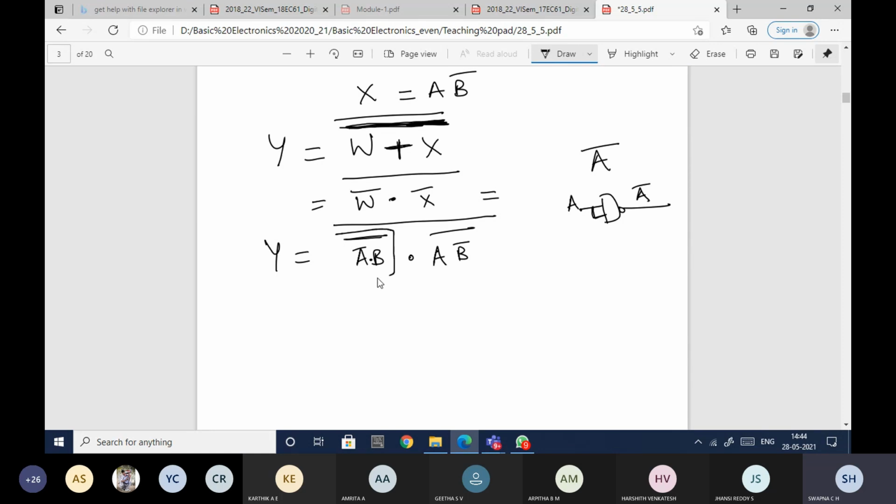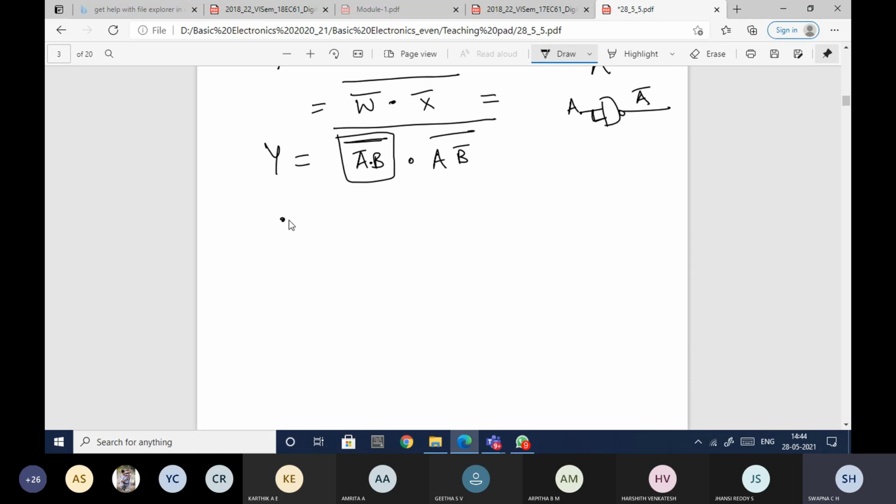Will I be able to implement this part? See, I will get A bar. This is A, so two inputs to the NAND gate should be A only. So what I'll do, I'll connect from here, so I'll get A bar. Next, what I'm telling you, I've got A bar.